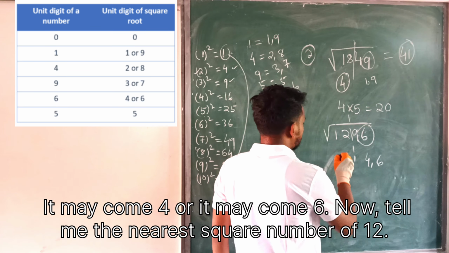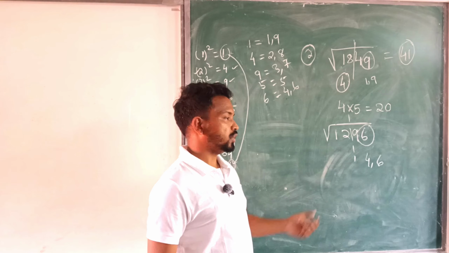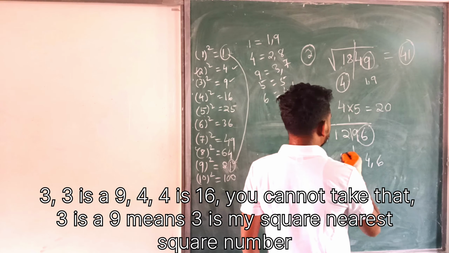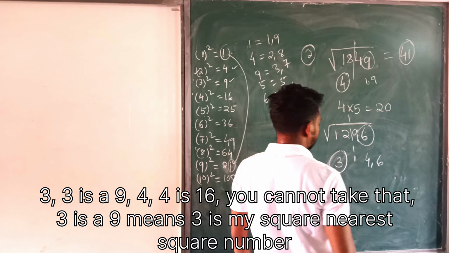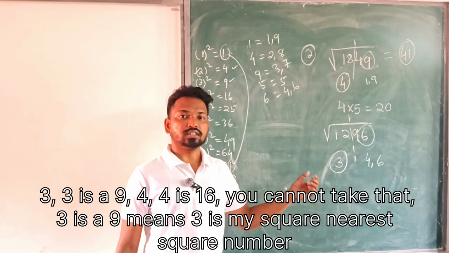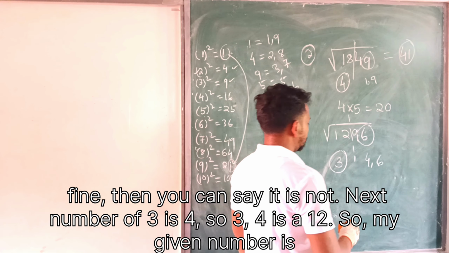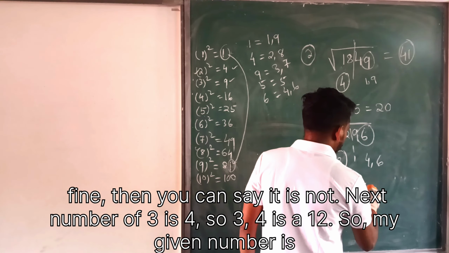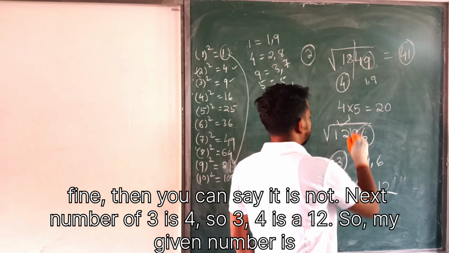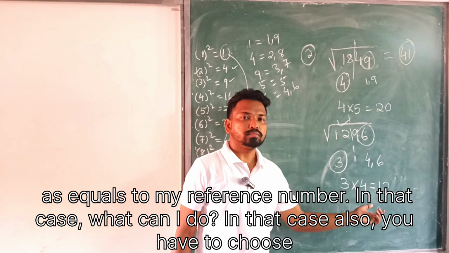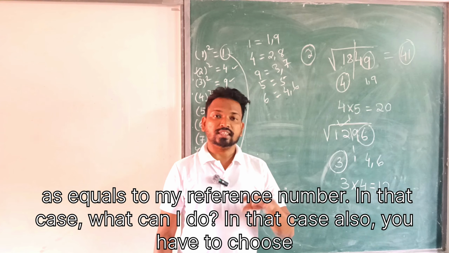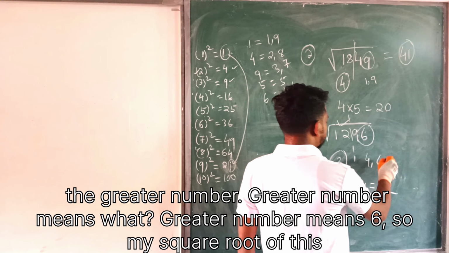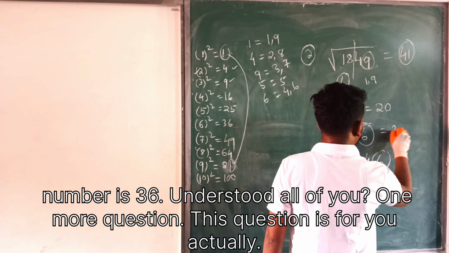Now tell me the nearest square number of 12. 3 3s are 9, 4 4s are 16. You cannot take that. 3 3s are 9, so 3 is my nearest square number. Then, students, the next number of 3 is 4, so 3 4s are 12. So my given number is equal to my reference number. In that case, what can I do? In that case also, you have to choose the greater number. Greater number means 6. So my square root of this number is 36.